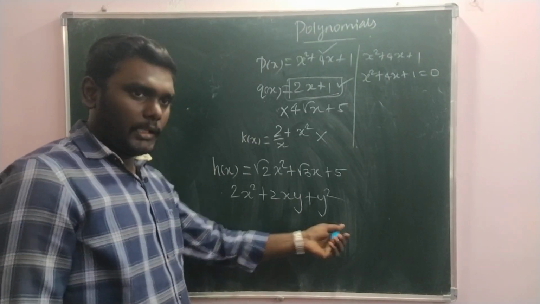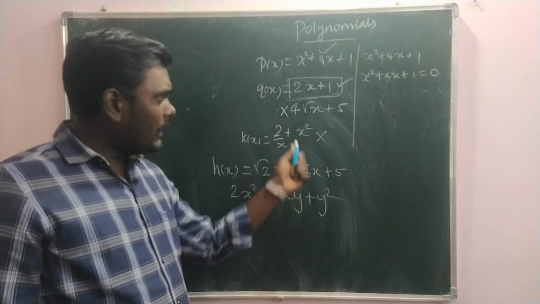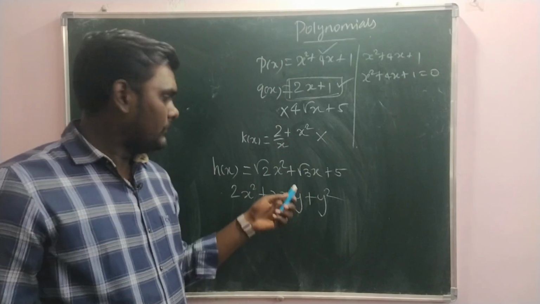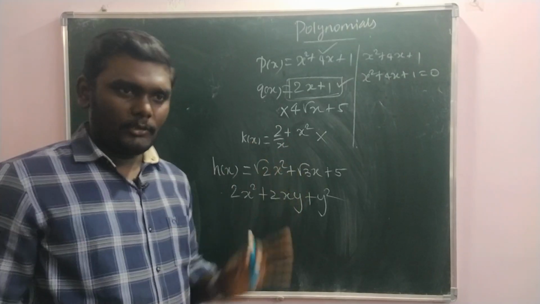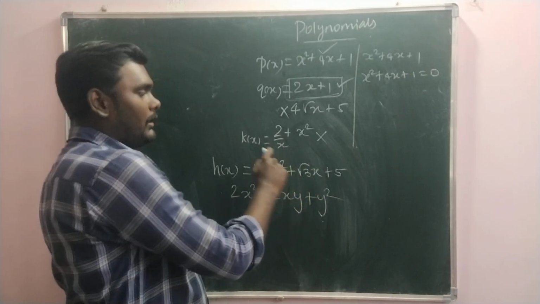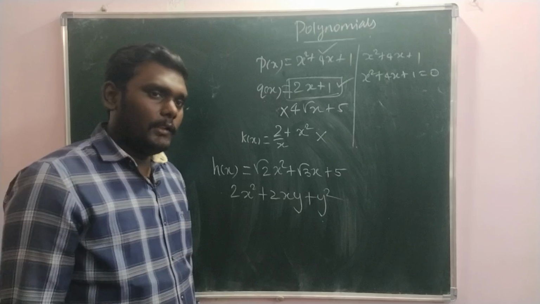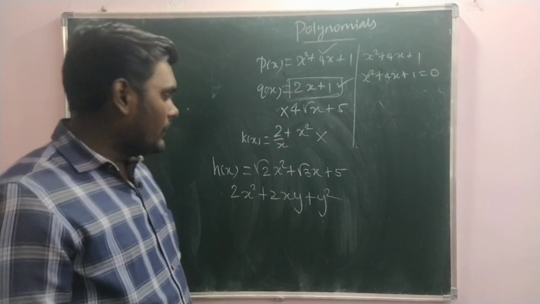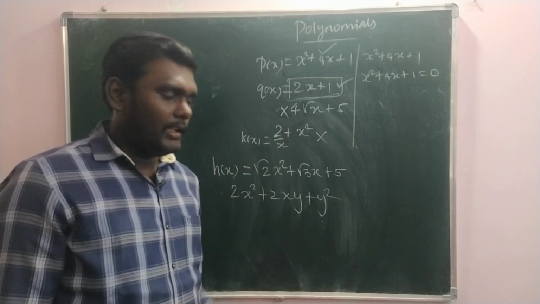Yes, it is a polynomial again. See, variable may be more, not a problem. So whatever variable is there, power should be a whole number. Then it is a polynomial. So this is a polynomial in 2 variable. This is polynomial in 1 variable. So what you are going to see is only polynomial in 1 variable. In this, based on their degree of a polynomial.